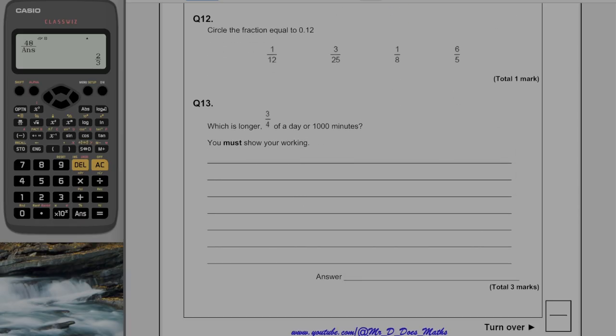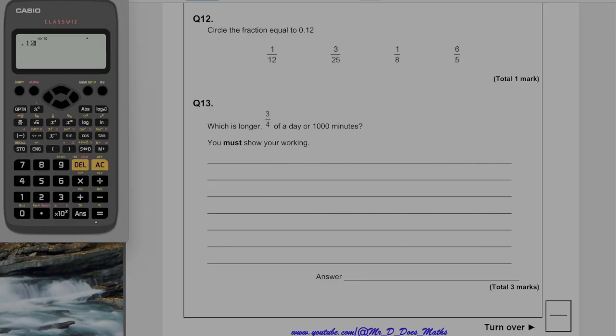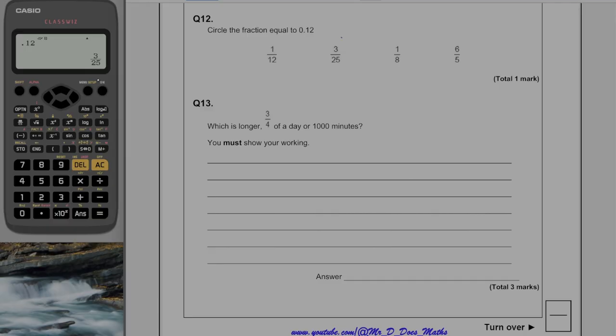Right, question 12. Circle the fraction that is equal to 0.12. Let's just see. 0.12 equals, there we go, it gives us as a fraction. It's nice and quick using my calculator. But if we went on a non-calculator paper, we could say it's 12 out of 100, and both of those can cancel down by 4.